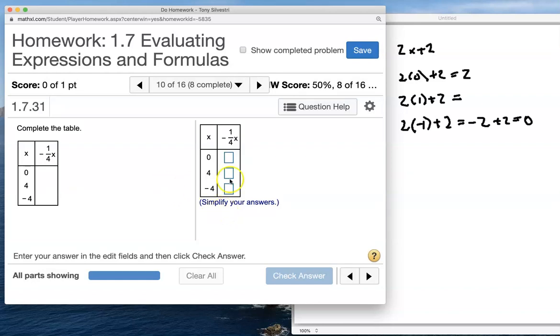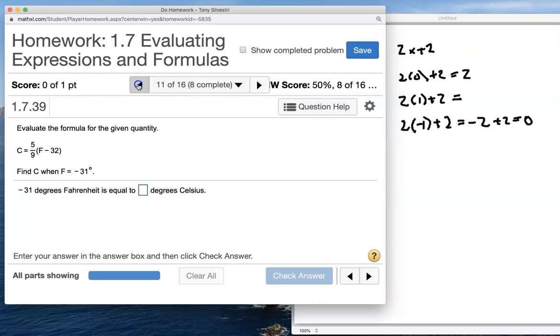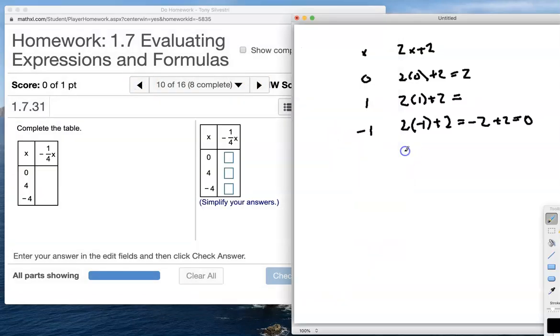Okay. I should have probably done this first, because that's a fraction. Let me just see what the next one is. Same deal here. We have x. Interesting that they want us to plug in 4 and negative 4 as opposed to 1 and 2, and that's because of the expression you have here.